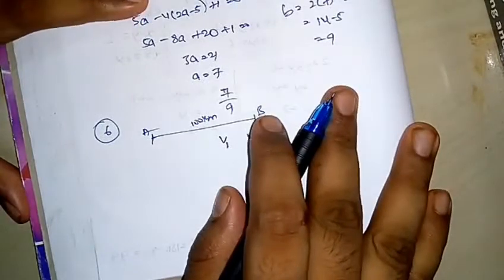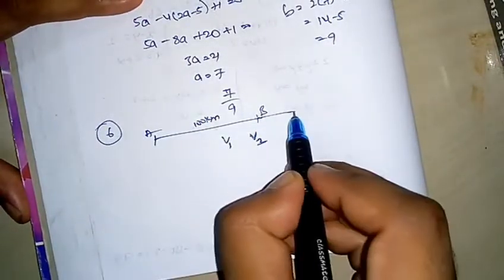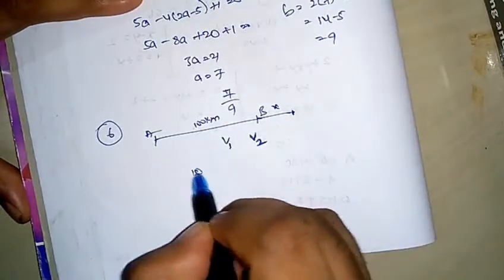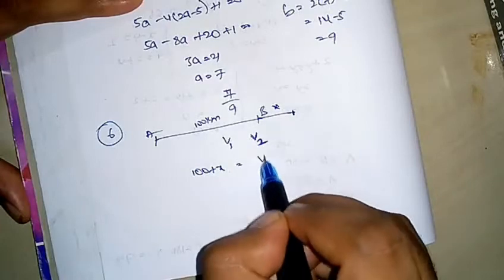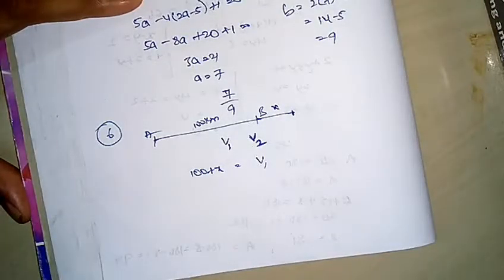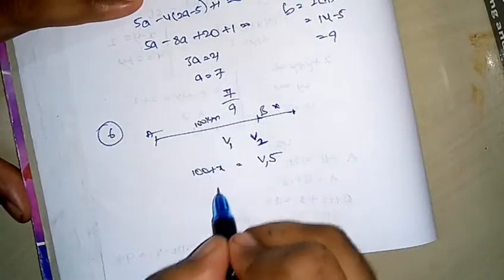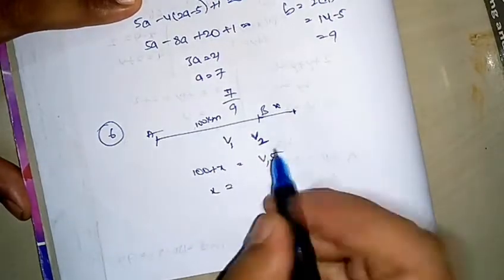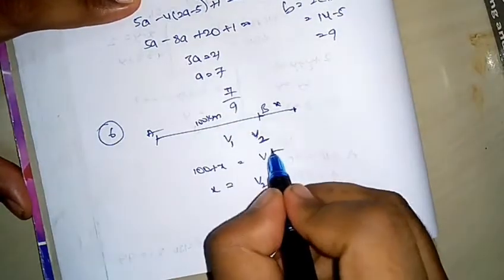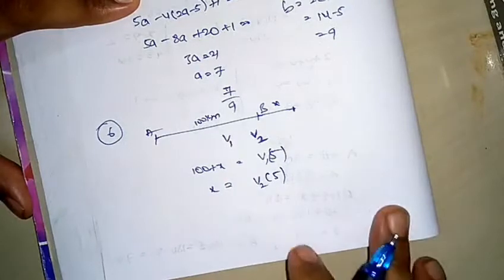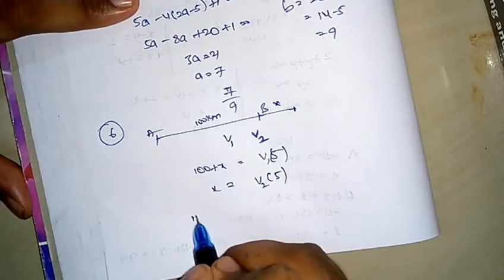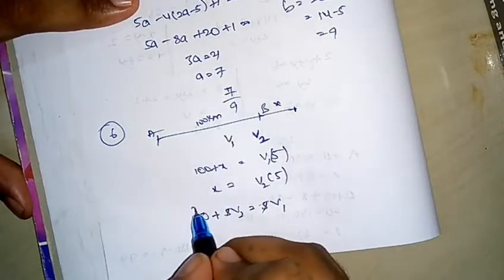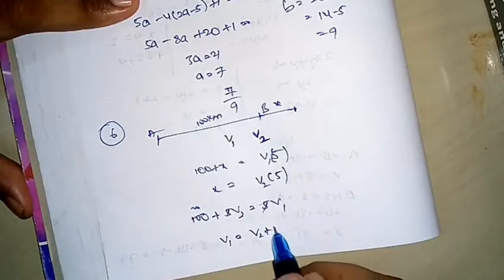So if they travel in the same direction, let's say one travels some distance x. So 100 plus x is equal to velocity v1 into 5 hours, since they meet in 5 hours, so 5v1. And x is equal to v2 into 5. So what you get is 100 plus 5v2 is equal to 5v1. If you simplify, you get 20, so v1 is equal to v2 plus 20.